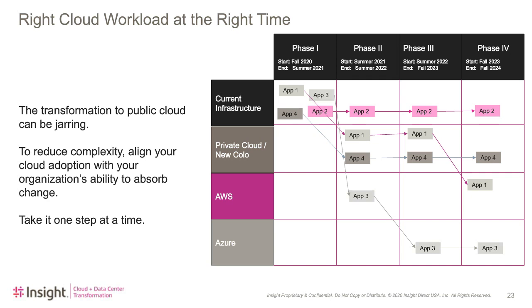I don't have to do it all at once. Don't try to boil the ocean. Some things are going to go straight to cloud. Some things are going to stay on-prem and colo. Hybrid is the right cloud solution for pretty much everybody, except for some small startups that can manage to just run 100% in the cloud.